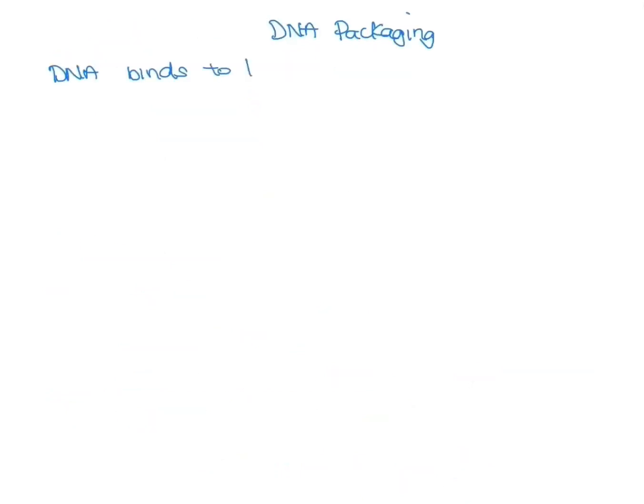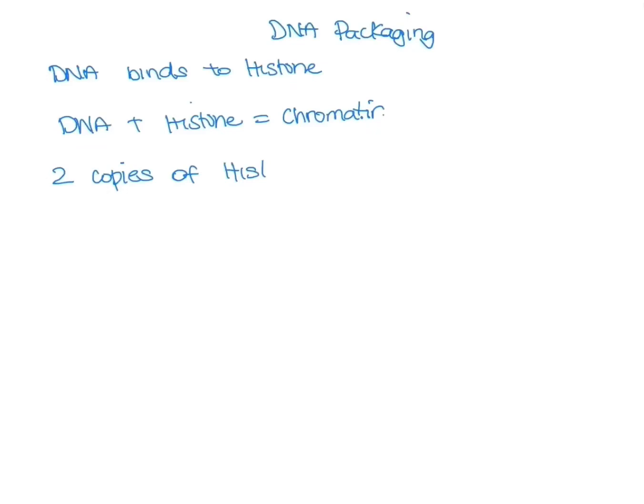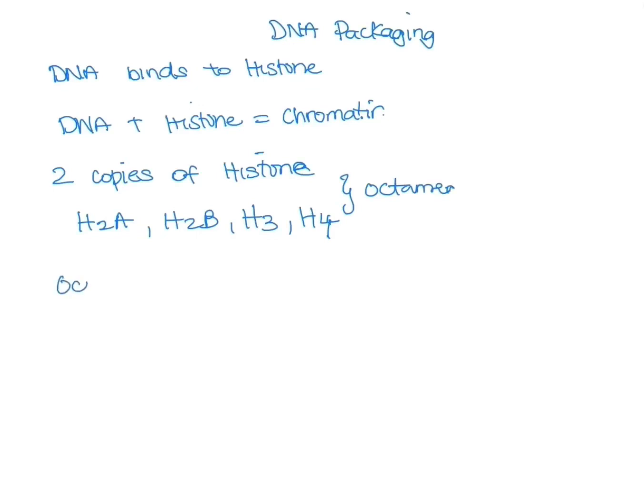Now finally, let's look at DNA packaging. So when DNA is packaged, it binds to histone proteins. DNA plus histone proteins are called chromatin. There are 2 copies of each histone protein, H2A, H2B, H3, and H4. These form an octamer. The octamer of histone proteins, along with the DNA, are called nucleosomes.